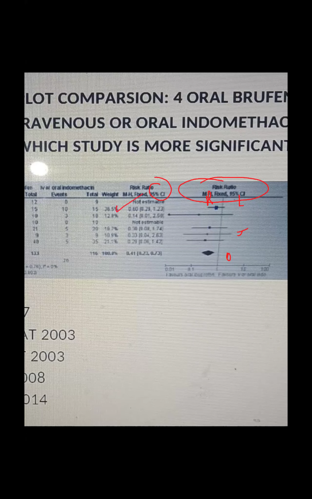So start from the first value, 0.29 to 1.23 contains 1.00. Again, next, 0.01 to 2.50 again contains 1.00. This value also contains 1.00. Now talk about this one, 0.33 to 1.04 to 2 point something. This value does not contain 1 in it. This is the first study. The second study is below, again 1.06 I think to 1.47. These two studies do not contain 1.00 in them.